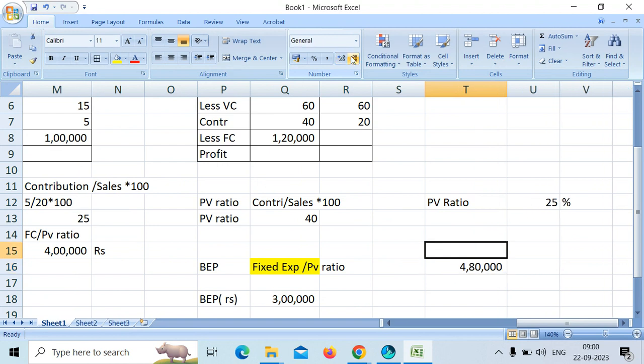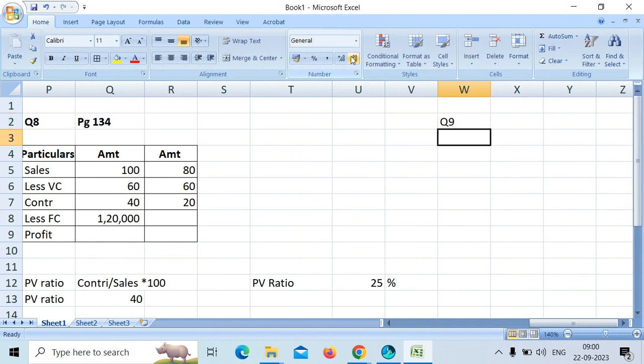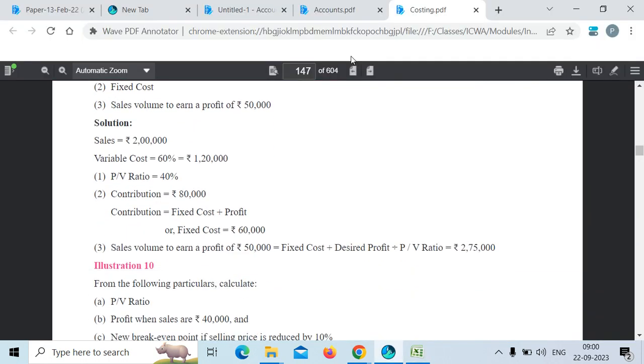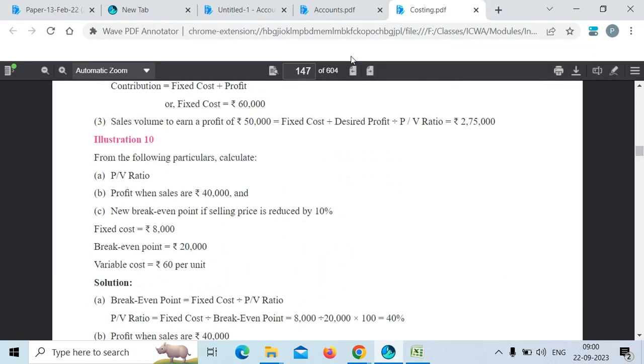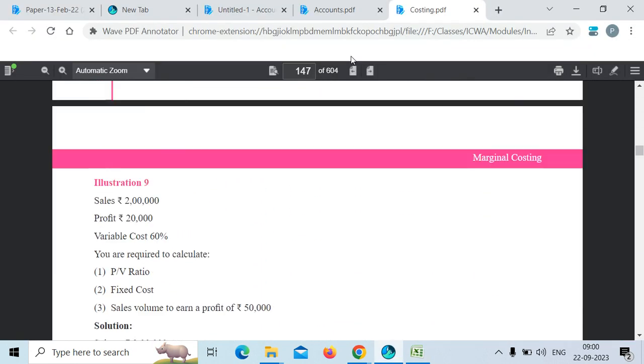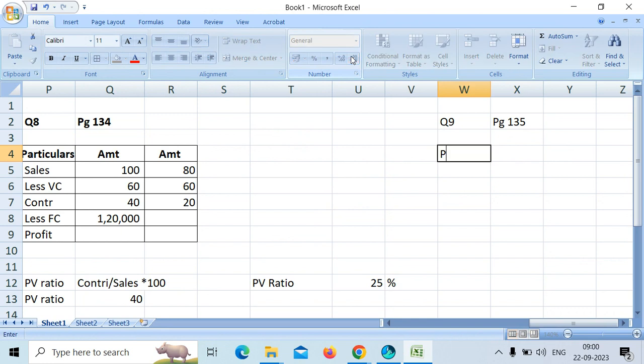Okay. Illustration 8 is done. We'll take illustration 9. Illustration 9 is on page number 135. Sales is given 2 lakhs, profit is given 20,000, variable cost 60%. Again, same thing. I'll prepare my format.